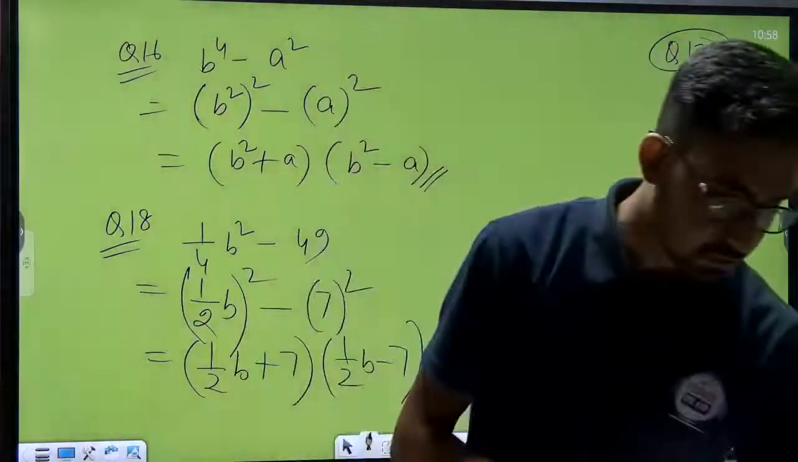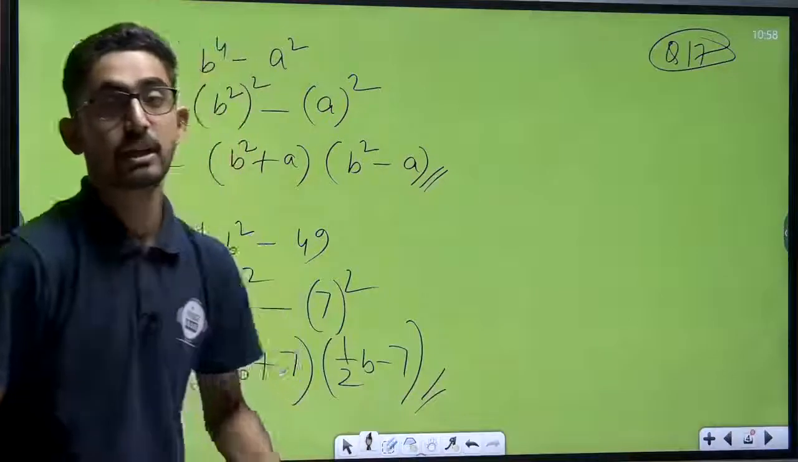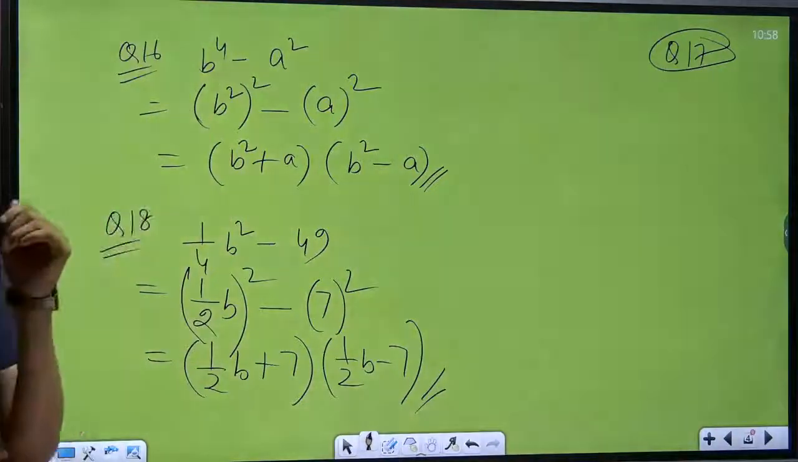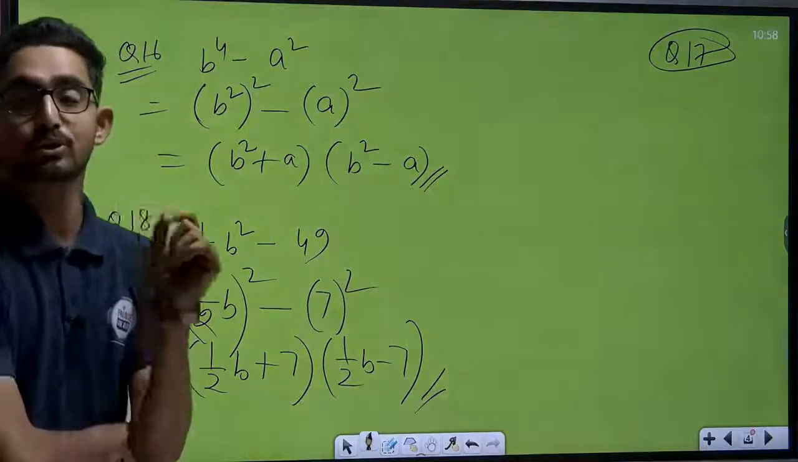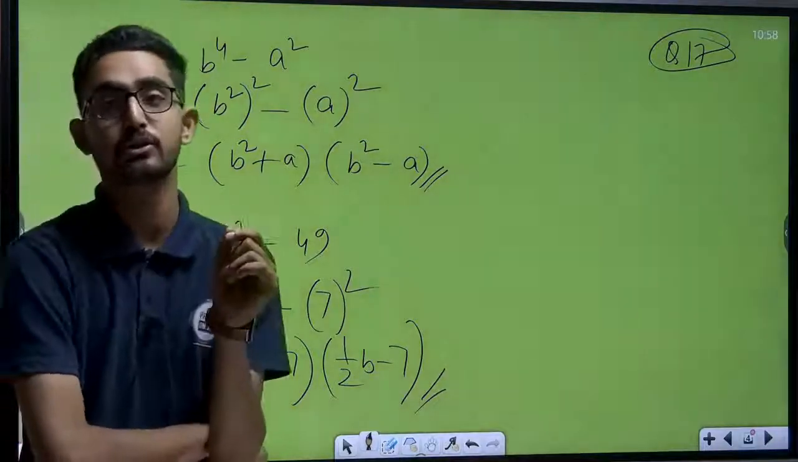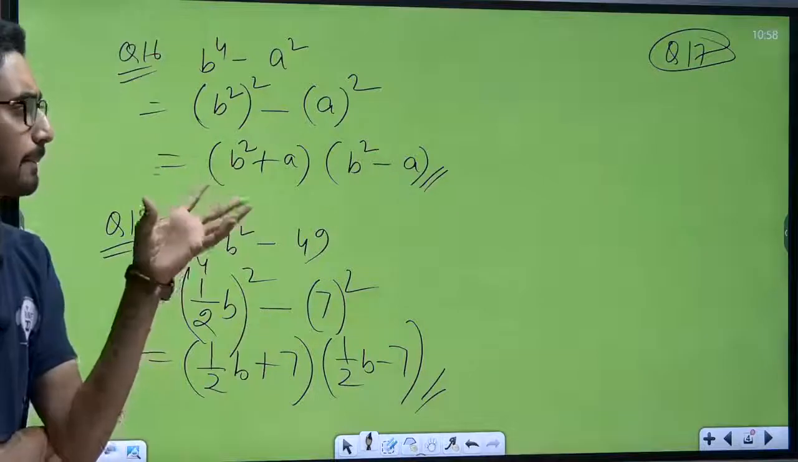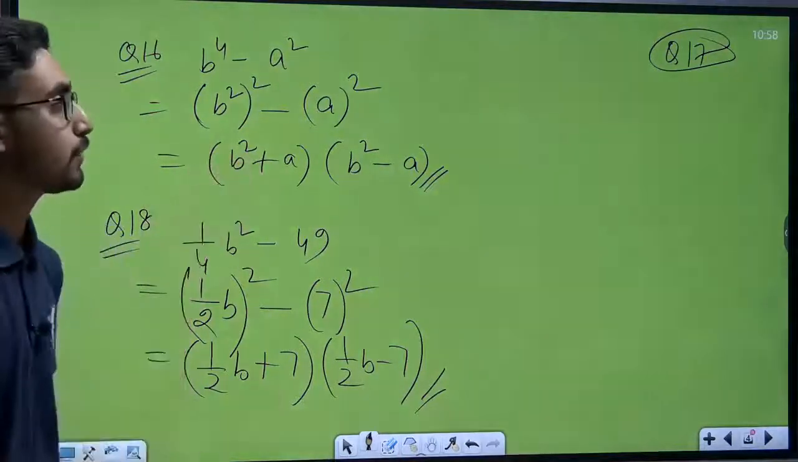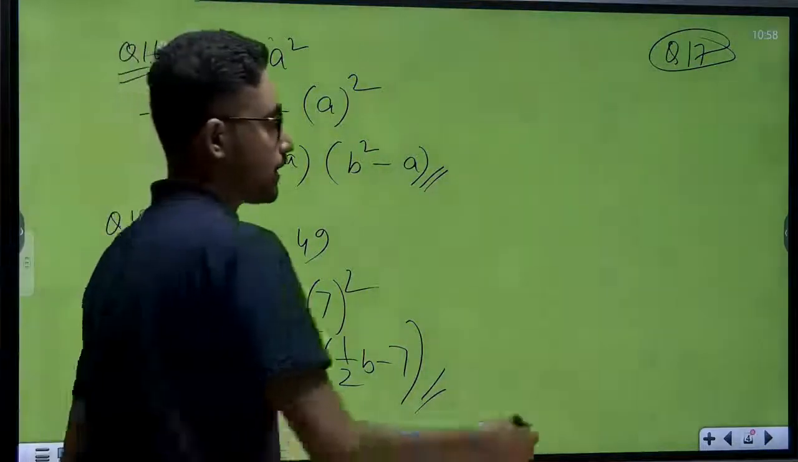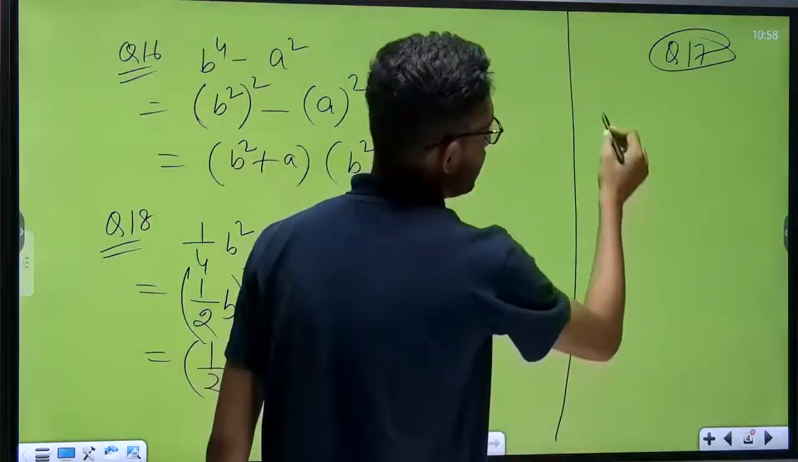In this chapter, factorization, the questions we have completed, each and every question is very easy. But in this you people have a bit of a problem, like you match everything. That's why you have to first of all remember all the formulas. Whatever formulas I explained to you, each and every formula.